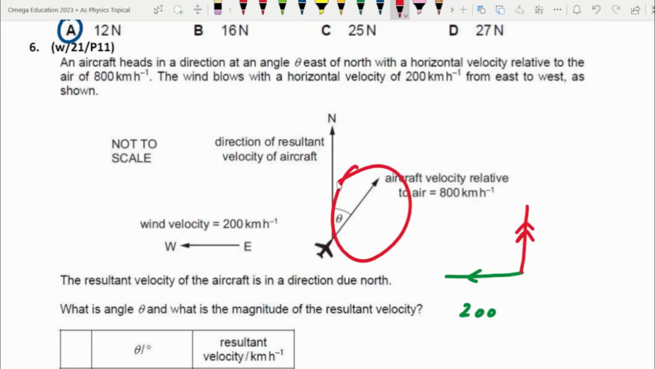And where is the second vector? The second vector is in direction north of east, like this. So where do you connect the second vector? You connect the second vector at the end of the first one. So this is your vector number 1, this is your vector number 2, and this is your resultant vector. What is the magnitude of vector number 2? 800.